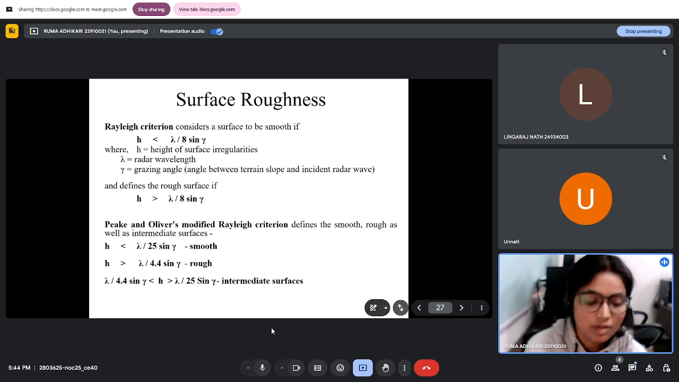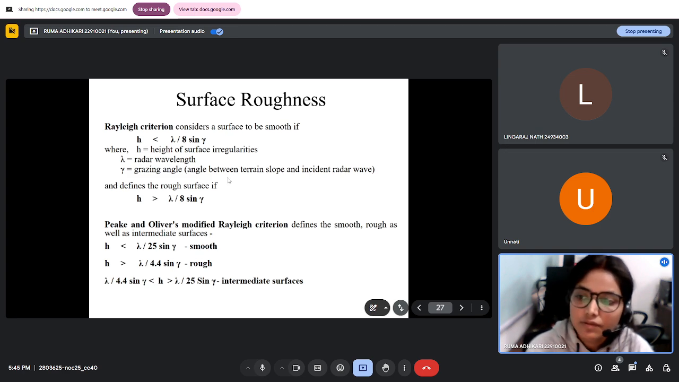Suppose the soil particles, and lambda, that is the radar wavelength, and gamma, that is the grazing angle, the angle between terrain slope and incident radar wave. In the previous slides, you can see the geometry there, all are mentioned. And it is smooth when h, the height of the surface, is less than lambda by 8 sine gamma. This is already given in physics. We are using this property to assess the polarimetric response.